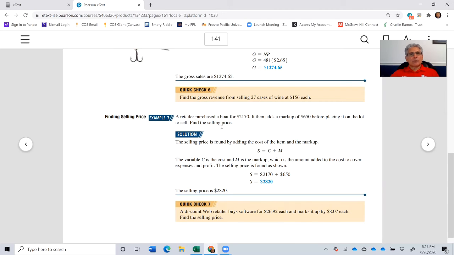Example 7, a retailer purchased a boat for $2,170. It then adds a markup of $650 before placing it on the lot to sell. Find the selling price. Well, the formula for selling price is S, which represents the selling price, is equal to C, the cost, plus M, the markup. Pretty straightforward. So the cost was $2,170. S equals $2,170 plus M, the markup, $650. We add those two together. The sales price is $2,820.